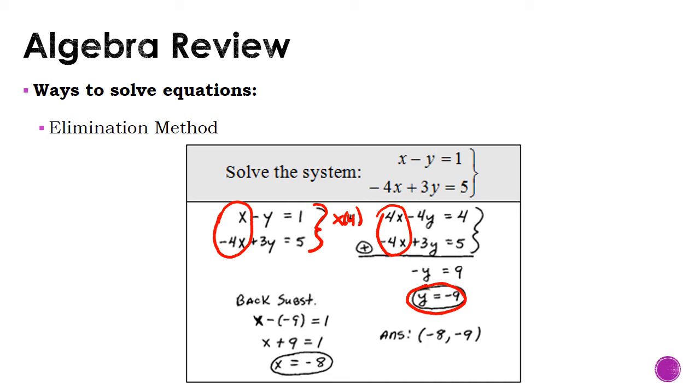Similar to substitution, once you have one letter, you want to go back to substitution and just plug it in to get your x value. Again, write your solution in point form. Feel free to pause the video and write this equation down and try it for yourself.